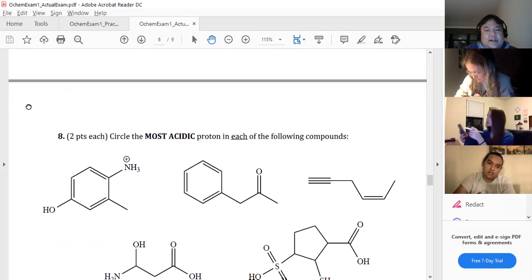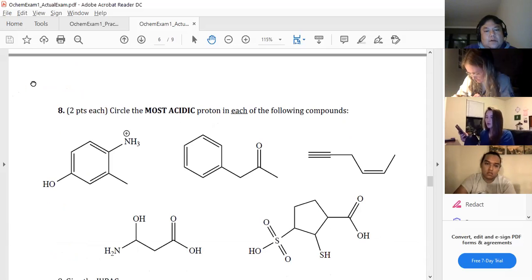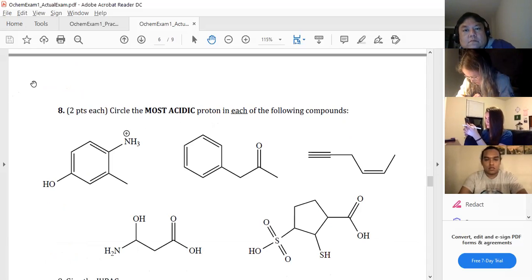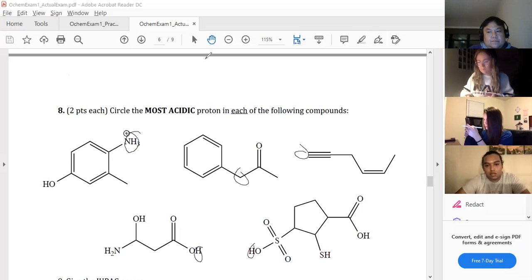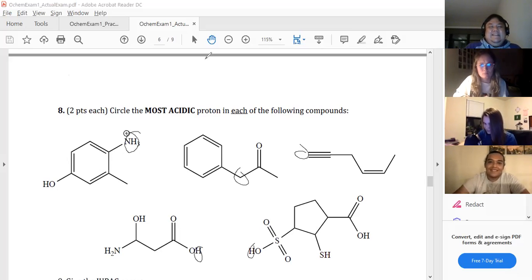Circle the most acidic proton in each of the following compounds. Chop, chop, chop. You guys are slow. Did you ask us to solve these? Yeah, I'll let you guys work on it a little bit.